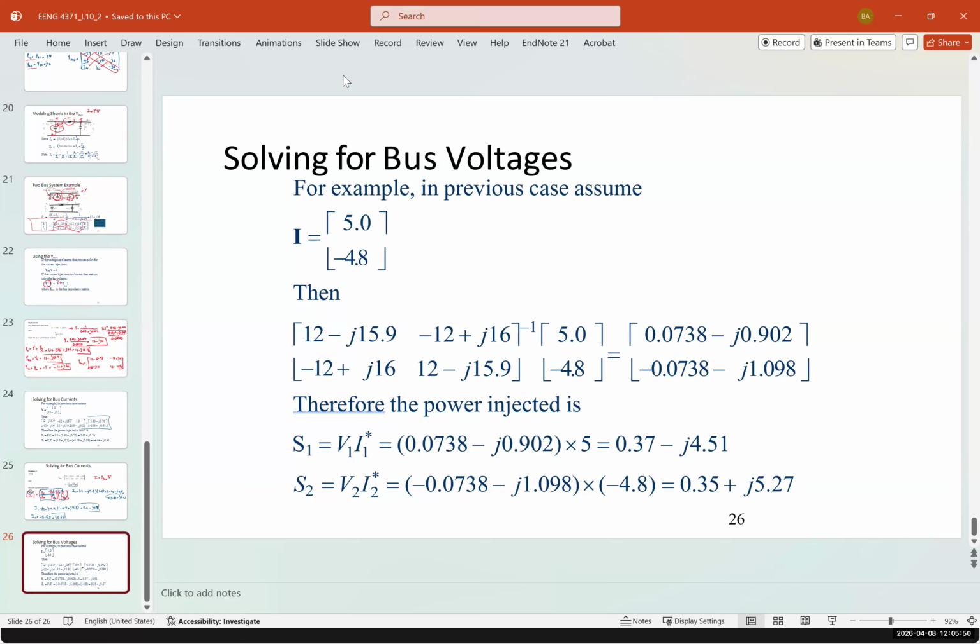Now, if we want to find the power, S1 is going to be V1 I1 conjugate, and this is for bus number 1, and for bus number 2 it is V2 I2 conjugate. We already have the voltage. We can multiply it by the current conjugate, and therefore for the first one we get 0.37 minus J4.51, and for the second one we get 0.35 plus J5.127. Now, the ones that are negative are supplying power, positive are actually consuming power. So you can determine the power consumed over the load and the generator as well.